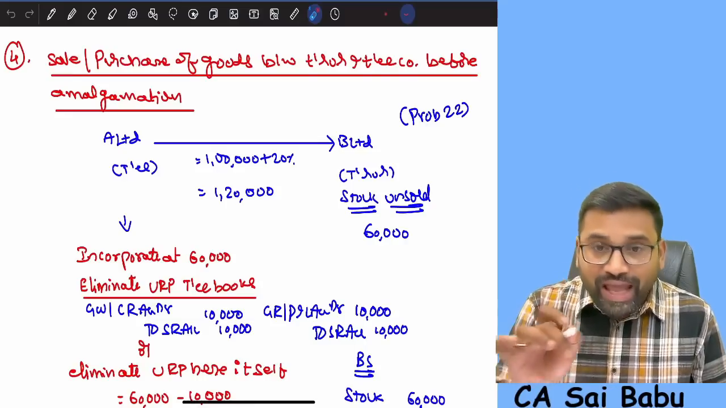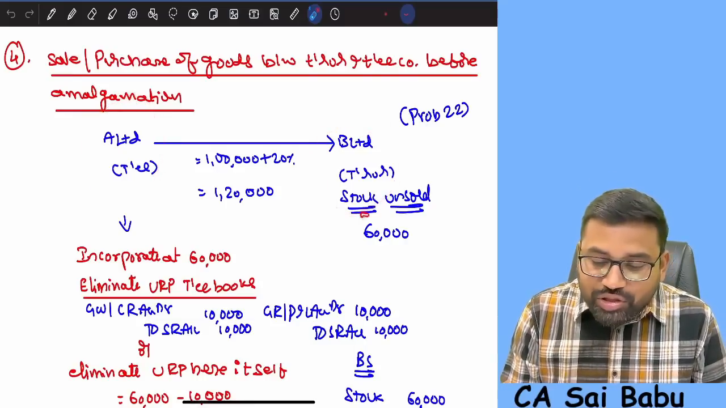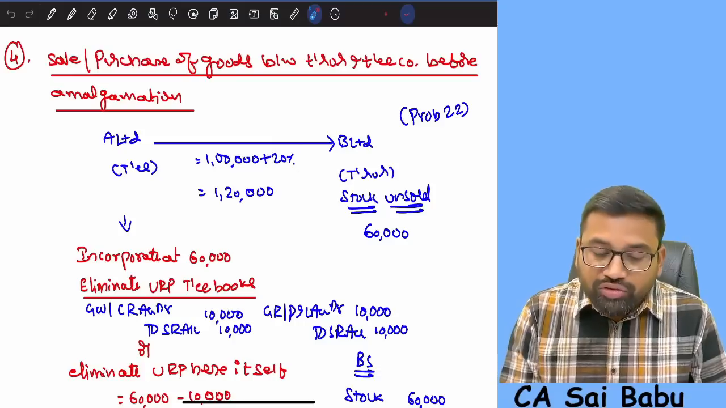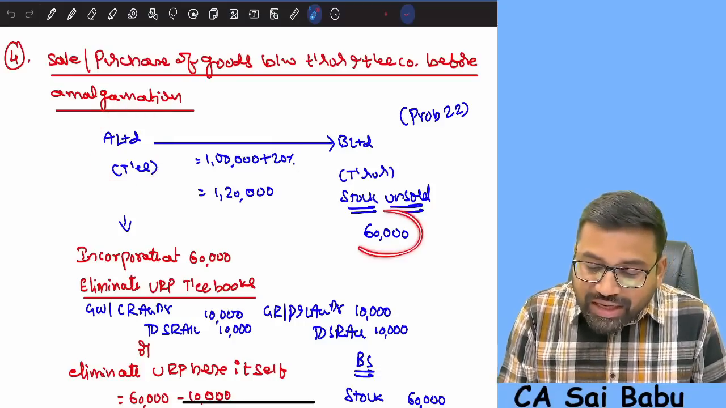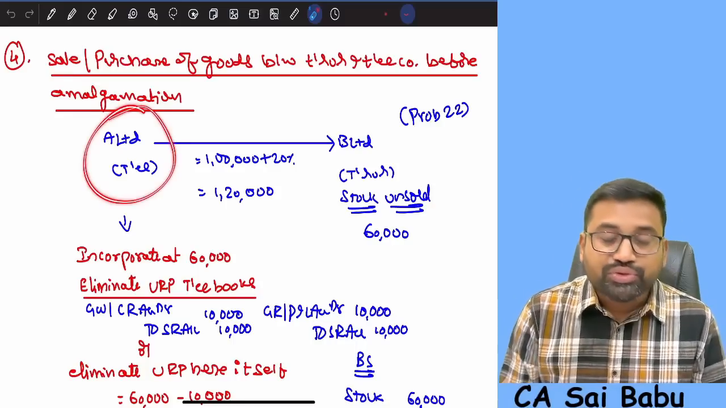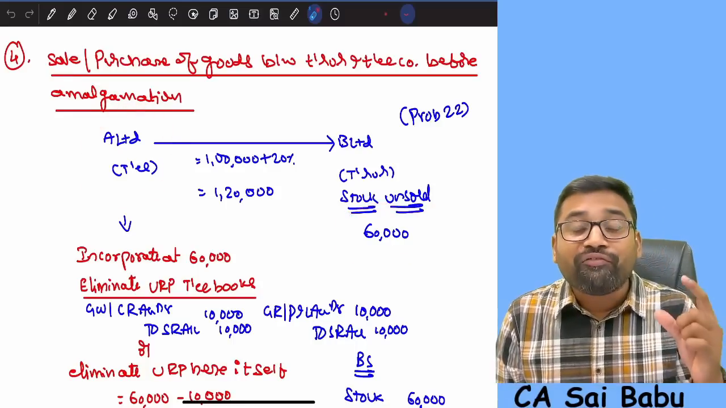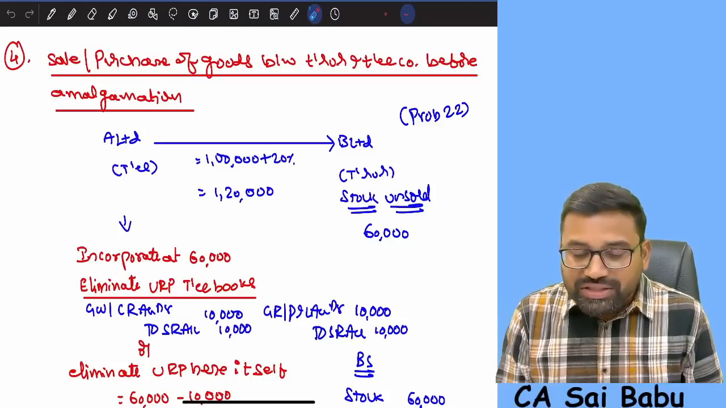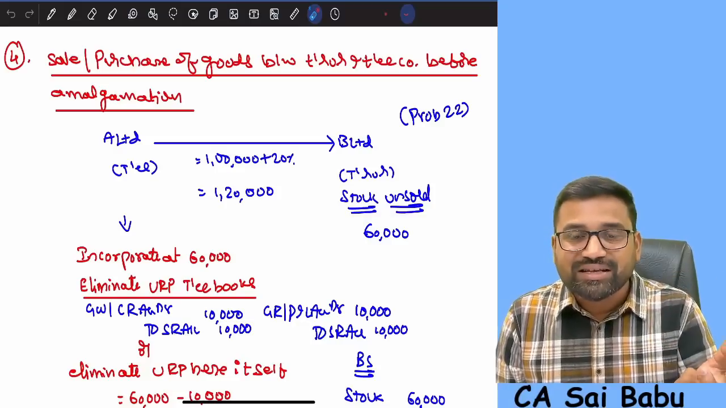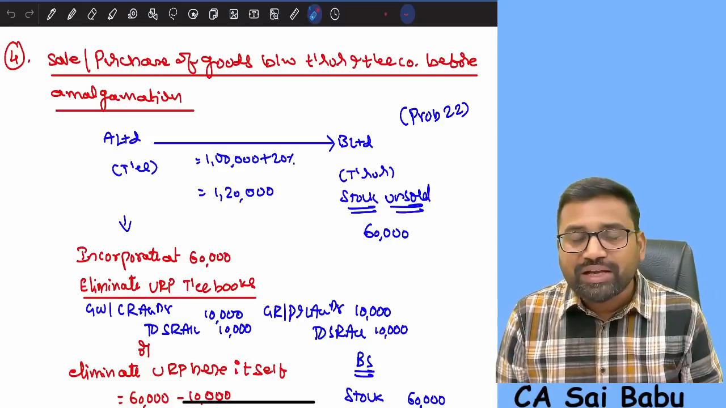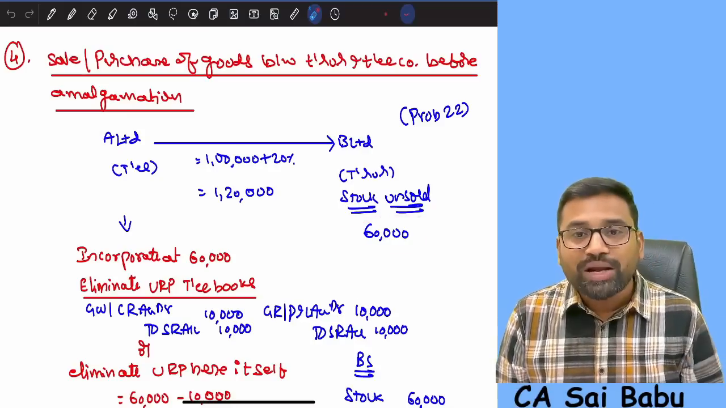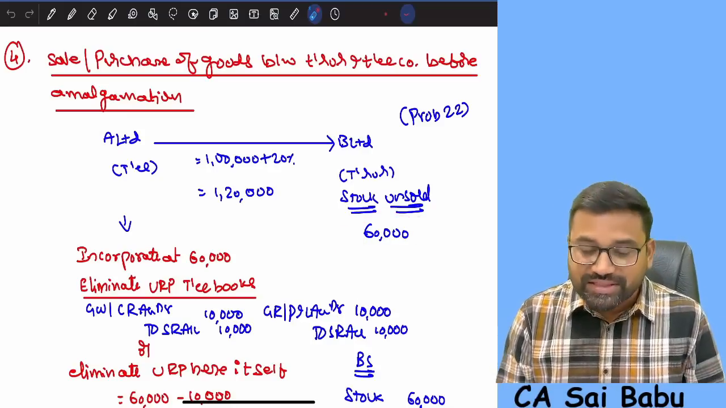So A Limited knows that in B Limited there is some stock which was sold by me, at a 20% profit. Out of the stock sold by A Limited, 60,000 remains unsold in B Limited. So what will A Limited need to do? In this 60,000, whatever profit is unrealized will be eliminated, because this stock is not yet sold. If the profit is not realized, we will eliminate it. So at the time of amalgamation, in A Limited's books, we need to eliminate the unrealized profit (URP) in this stock.